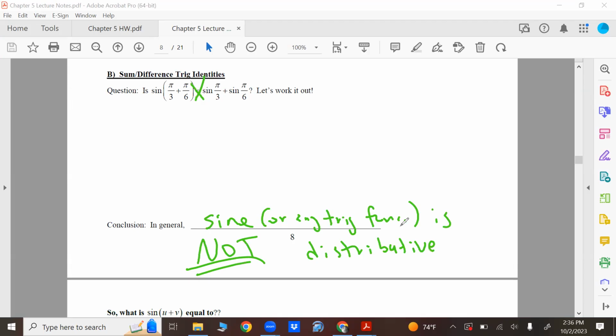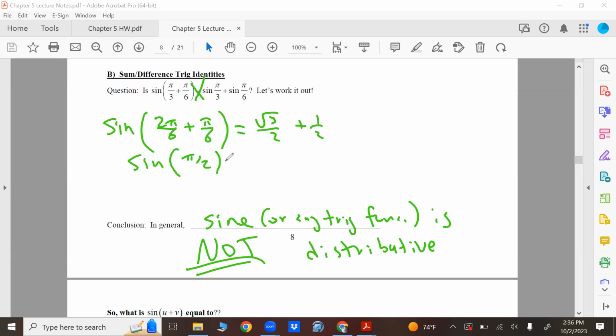But just to verify, let's do it. You have sine of 2 pi over 6 plus pi over 6. Sine of pi over 3 using the unit circle, that's root 3 over 2 plus 1/2. That becomes sine of pi over 2, which is 1. 1 clearly does not equal root 3 plus 1 over 2. We know that's an issue, right? So it's not distributive, guys. No trig function is distributive. Just like we worked with PEMDAS, you work out what's in the parentheses first, and then you do the trig function afterwards. So, just PEMDAS.